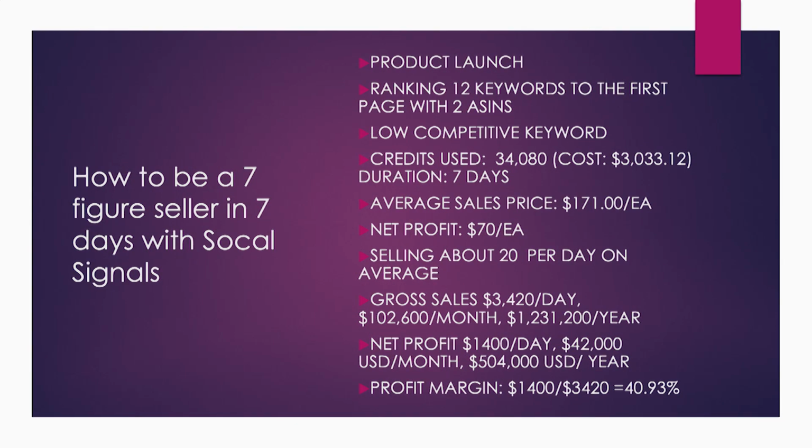Product launch. Ranking 12 keywords on the first page with 2 ASINs. Low competitive keywords. Credit use, I'll talk about credit later. 34,080, it's kind of like clicks or links to your ASIN page. About $3,000. Duration, about 7 days. Average sales price, $171. Net profit, about $70. Selling about 20 per day on average.